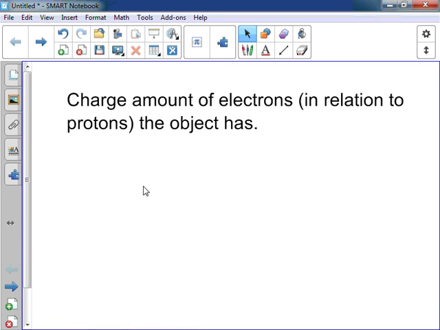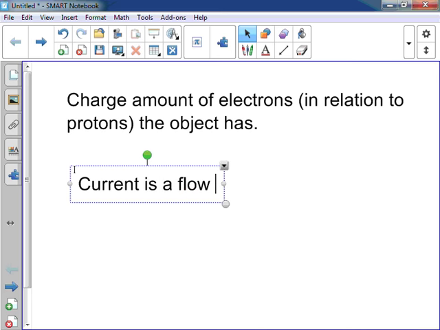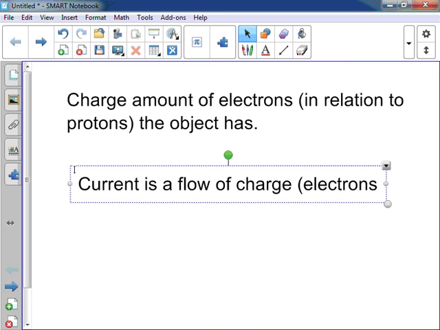Now, just like in a river, it's water molecules that move in the current. In our class, it's electrons or charges that move through the object, through our conductor. So the definition of the current is a flow of charge, and I'm going to put electrons in parentheses because in our class, it's almost always electrons.